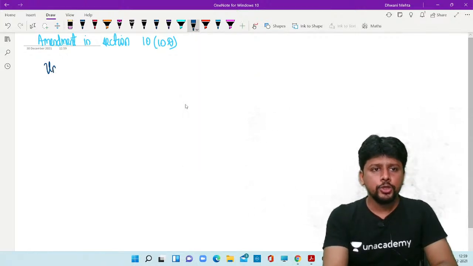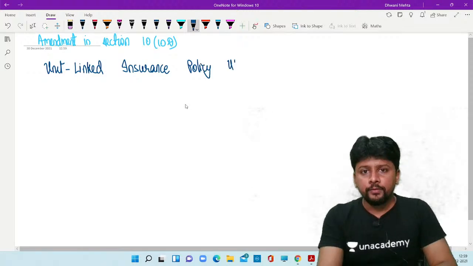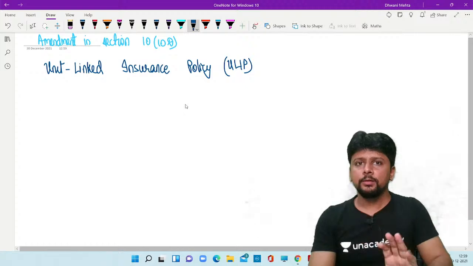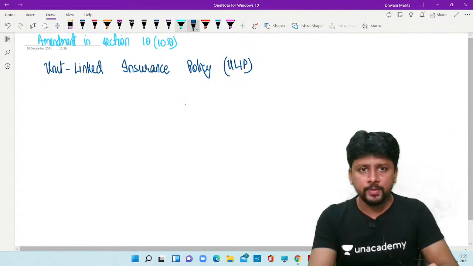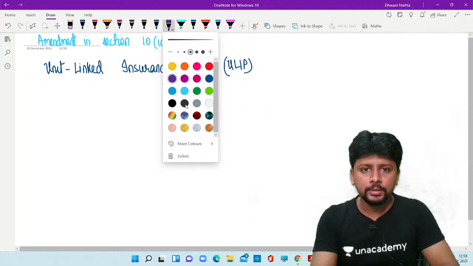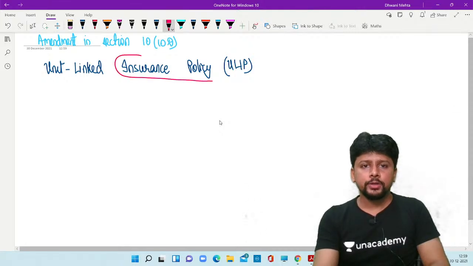This amendment talks of ULIPs, unit linked insurance policy. Before we even start getting into the amendment, there is something that I need to speak about, and I'm sure you guys would be aware about it also. There is something that I need to speak about the general provision. Unit linked insurance policy, what is it? Unit linked insurance policy is basically a life insurance policy.